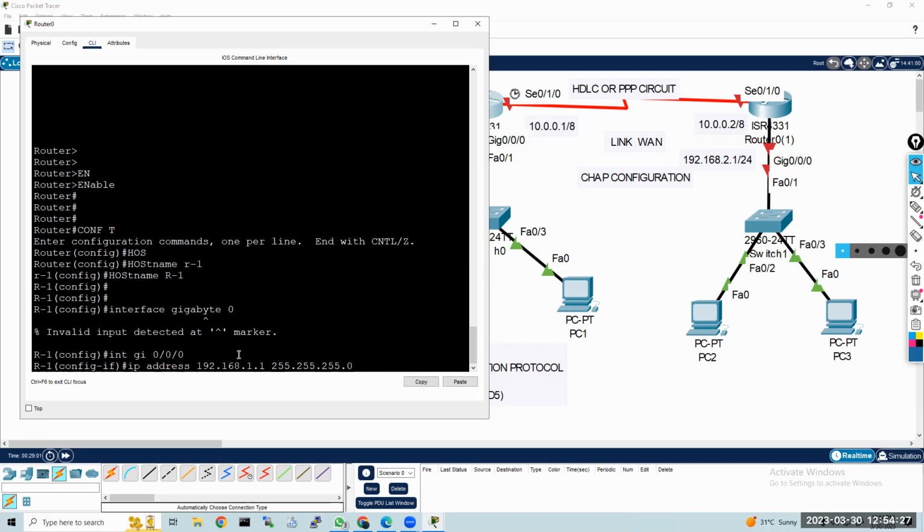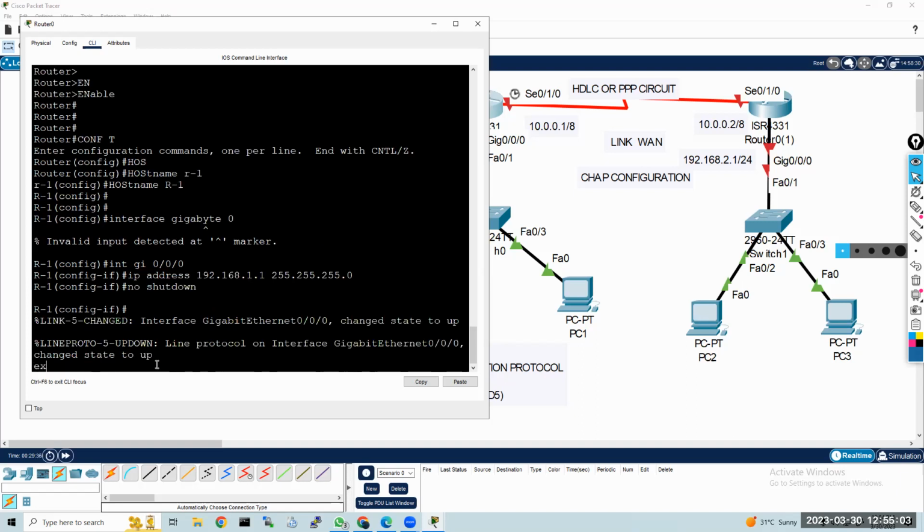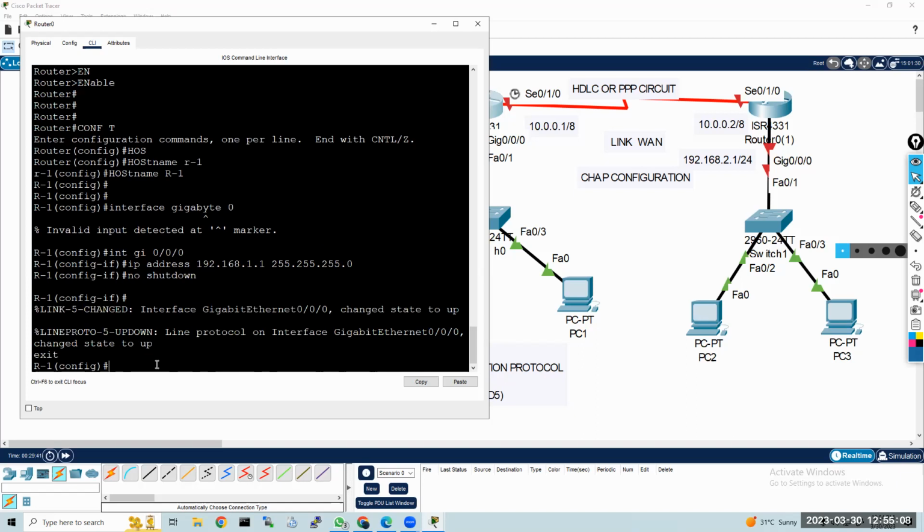And no shutdown. After that, press enter, then no shutdown, and exit. You have to give no shutdown here itself. Enter, no shutdown, enter, and exit. Again press enter, and it will come outside.